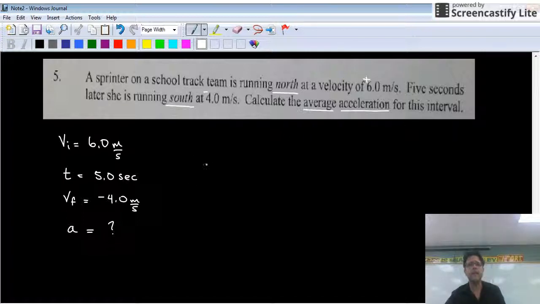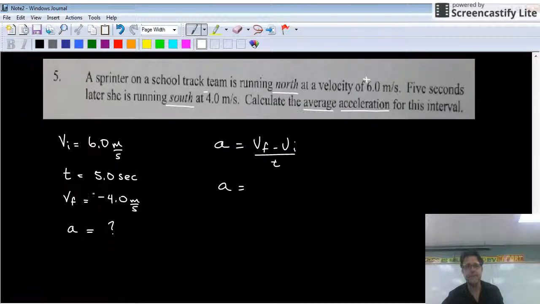Okay, our equation again is going to be a equals vf minus vi over t. The thing that may slip some of you up is the substitution in the numerator. Okay, some of you may want to put the bigger number first, but strictly look at what it is you're substituting and place it in those positions.